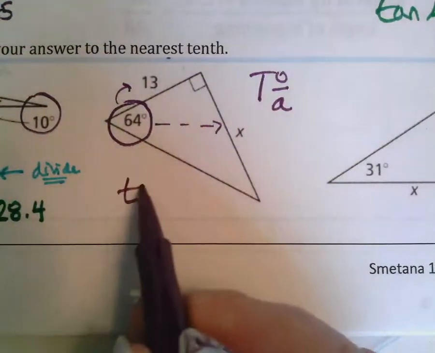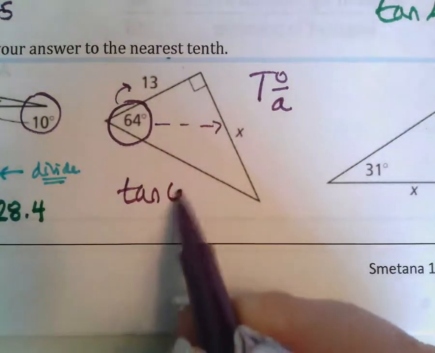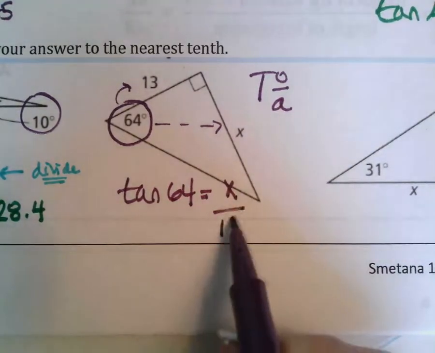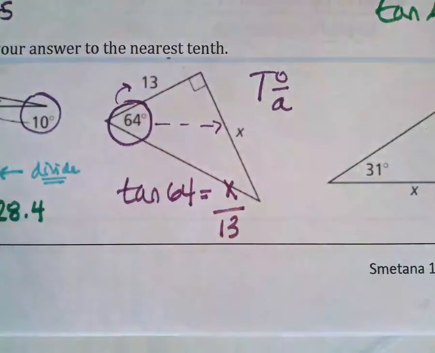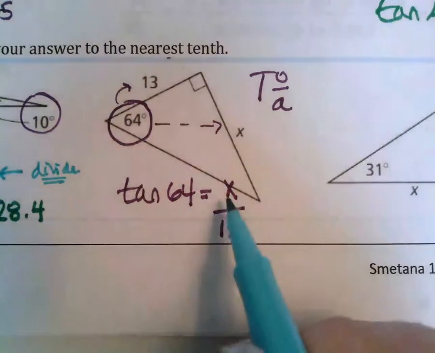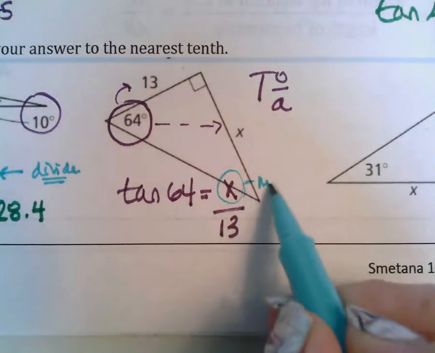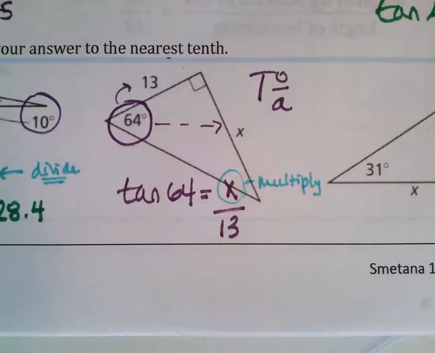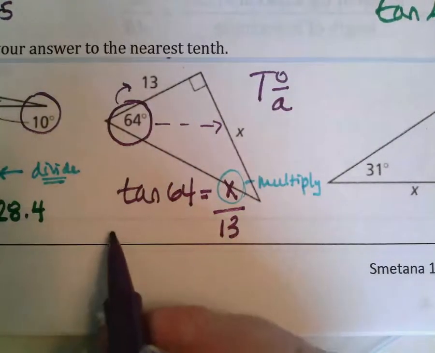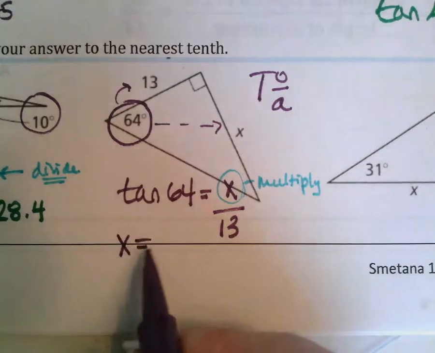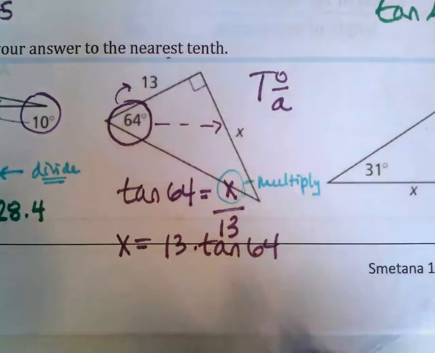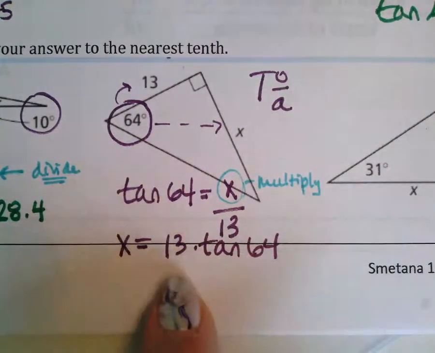So tangent 64 equals x over 13. Now, if this is in the top, the numerator, you multiply. Okay, remember you're just doing cross multiplication here. So x equals 13 times tangent 64. When you put it in the calculator, always number first.